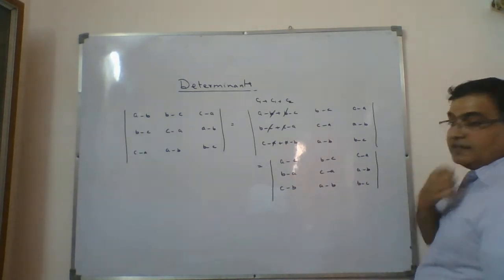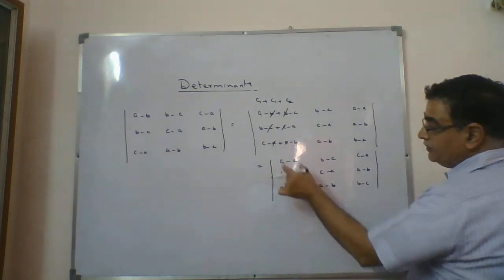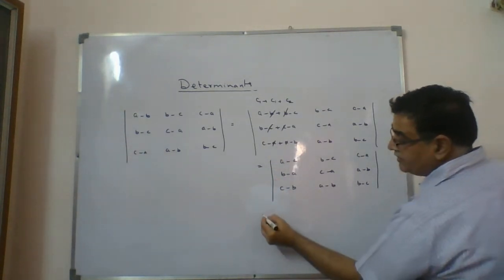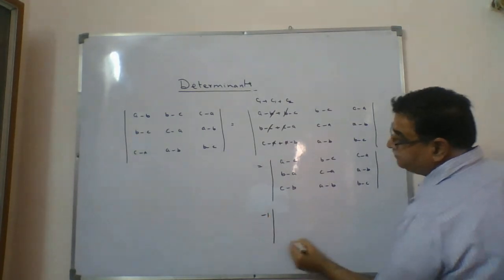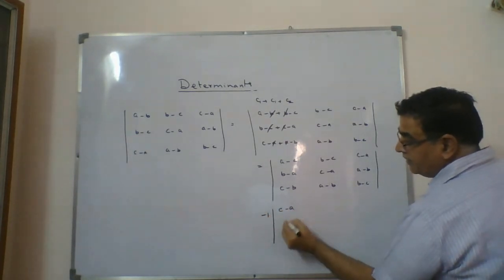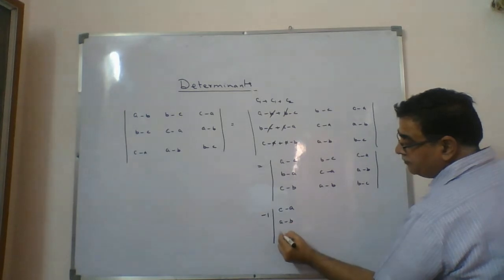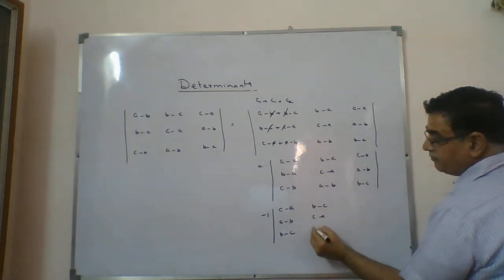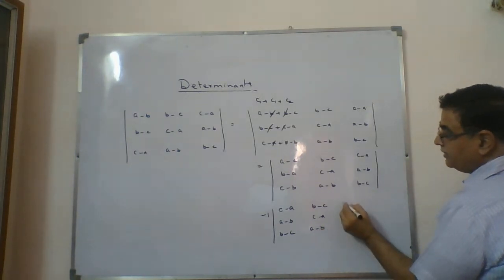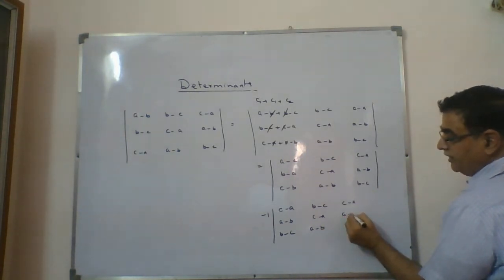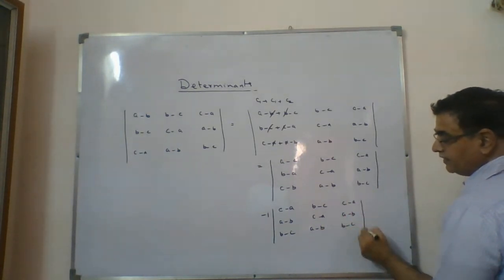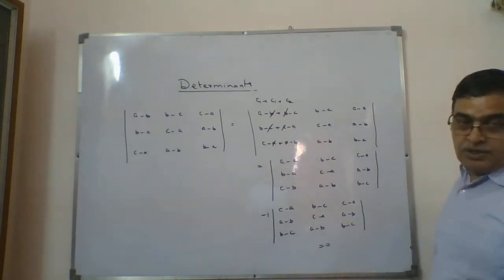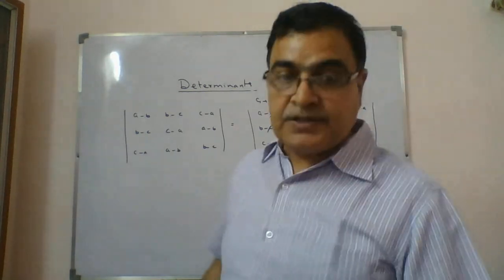This and this are nearly same except the minus is the difference. So I'll take minus 1 common from this first column. So I'll take minus 1 out. When you do this, it will be C minus A, it will be A minus B, it is B minus C, B minus C, C minus A, minus B, then C minus A, minus B, B minus C. Are they same? Yes, again the result is coming 0. So this way we can have certain questions.